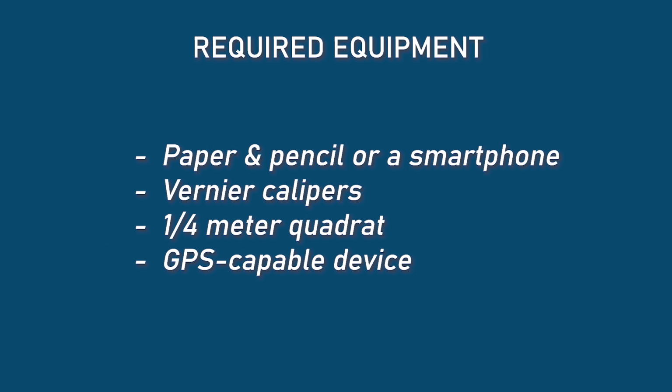Before you head out into the field, make sure that you have all the necessary equipment. You're going to need a piece of paper and a pencil, or you can use a smartphone or some sort of web-capable device. You're also going to need vernier calipers, a quarter-meter quadrat, and some GPS-capable device. Now that you have all of the necessary equipment, make sure that you write down the WebHub provided coordinates before you head out into the field.